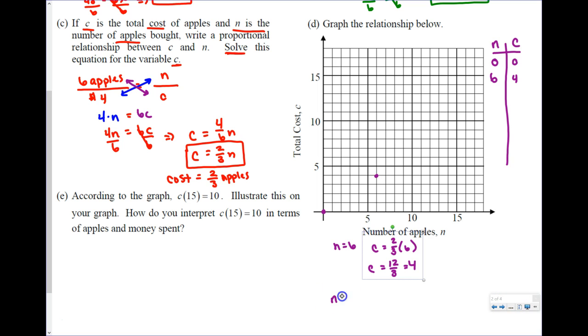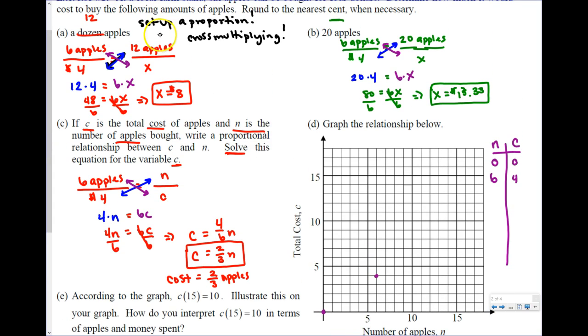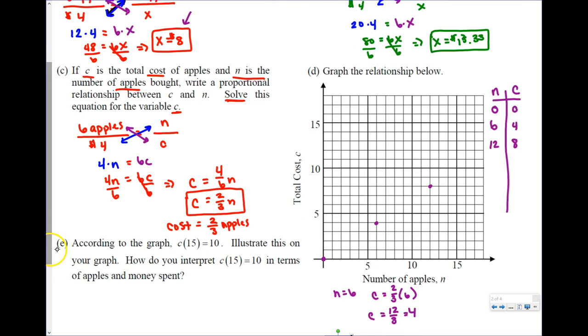Now let's try N equals 12. Well, I already know what N equals 12 is. If I scroll up here, how much did 12 apples cost? 8. So when I buy 12, I have to pay $8, which is this point right here. And then the other point, I'm going to keep going here. If I buy 18 apples, notice this pattern going up. It goes 0, 4, 8. What do you think the next number is going to be? It's going up by 4 every time, so it makes sense this number would be 12.